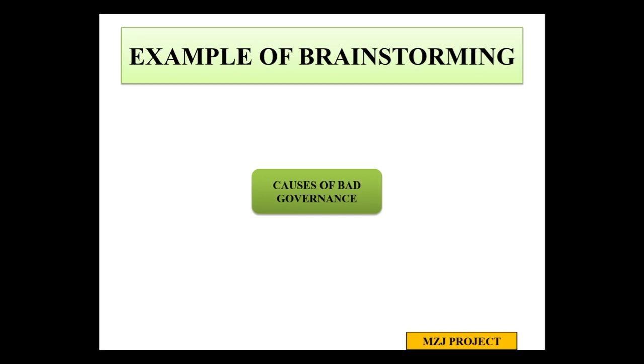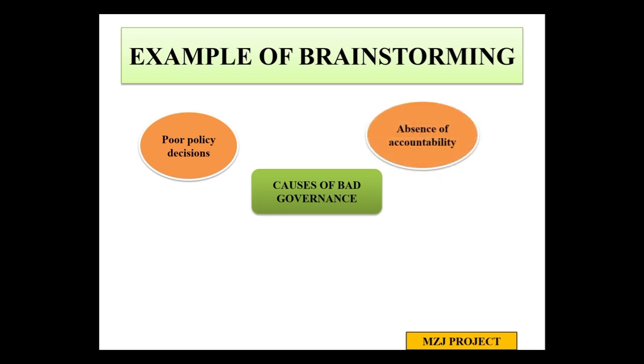So what are the causes of bad governance? Now it is proved that bad governance exists in Pakistan, so now you have to give the causes of bad governance. Number one is poor policy decisions, meaning policies are not visionary. Next is absence of accountability, there is no fear that someone may catch them one day while doing illegal activities. Next is unresponsive bureaucracy, because bureaucracy runs the whole engine of governance.